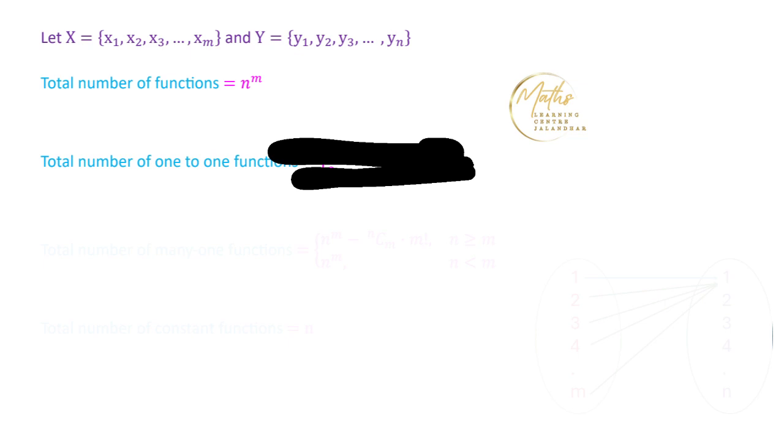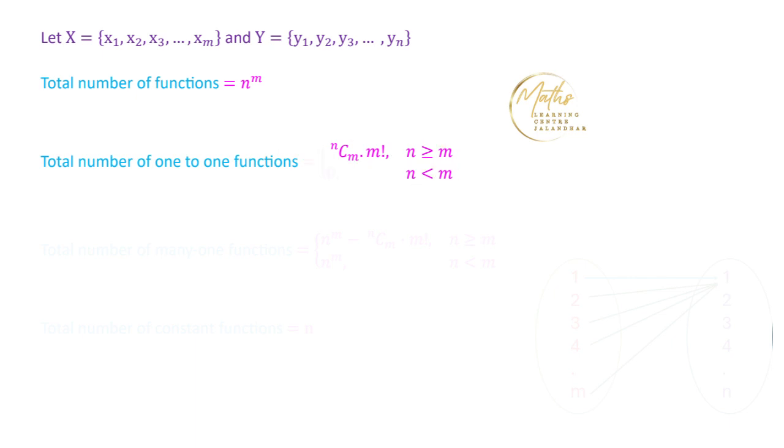Next we are going to sum up these properties again. The first thing we have noticed is that the total number of functions is n raised to the power n. Then we consider the total number of 1-1 functions. The condition we are considering is n is greater than m. The total number of 1-1 functions is nCm times m factorial. And then the case where n is less than m.